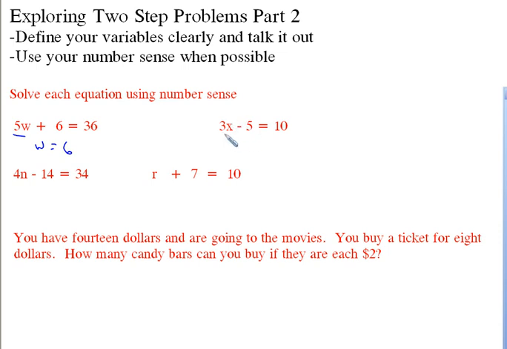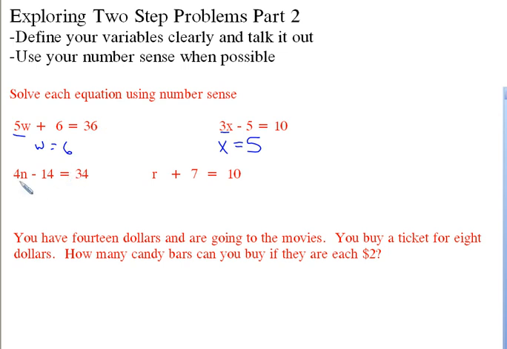Here, same sort of thing. This term here, minus 5 is equal to 10. So we know this term here has to be 15. And 3 times what equals 15? Well, 3 times 5 is equal to 15. So 15 minus 5 is equal to 10. That makes sense here. This here is 30 plus 6 is equal to 36.